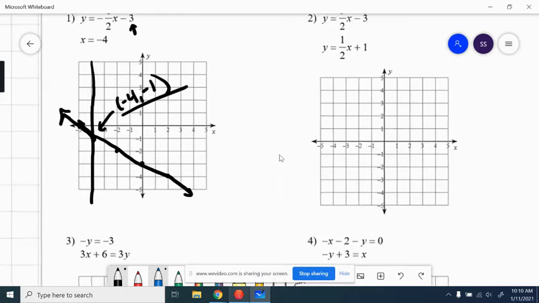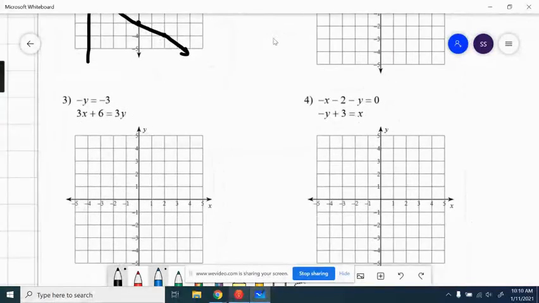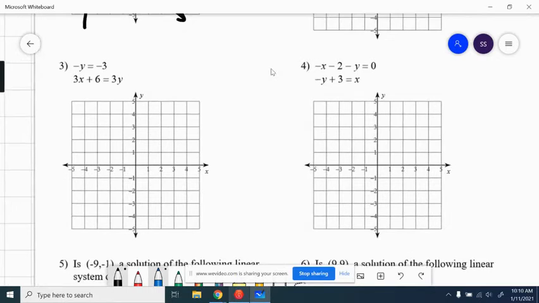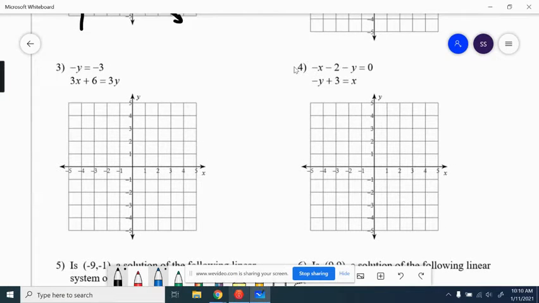Number two looks pretty similar. You guys can do that one. Number three, also pretty similar. Just remember, if we have negative y, we want a positive y. So if a negative y is equal to -3, then a positive y is equal to +3. Go ahead and plot that out.